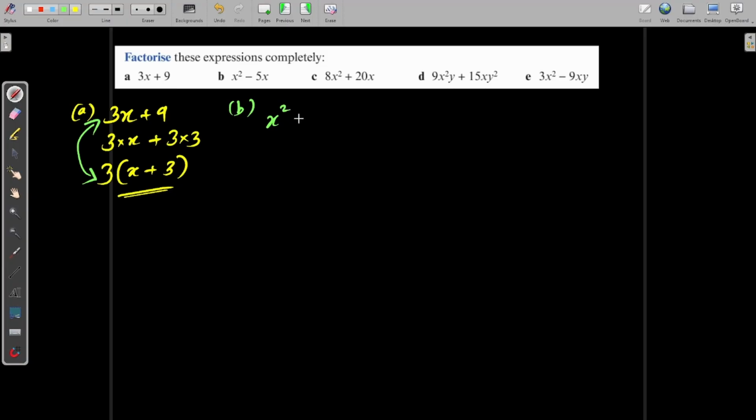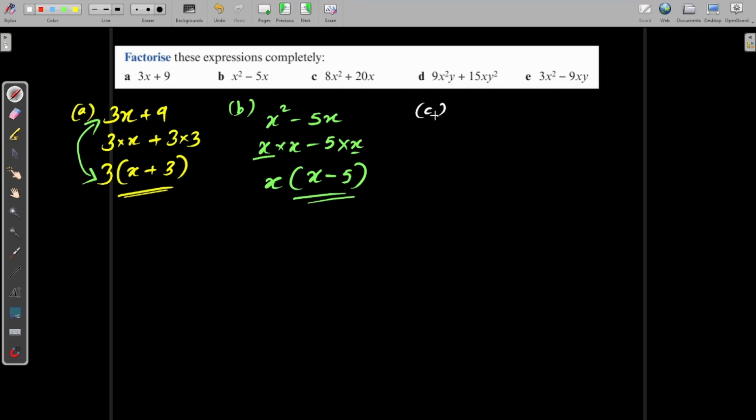X to the power 2 minus 5x. Again, for both terms, I can see x is the common term. For the first few questions, I will always try to write these in expanded notation once more. So x and x are common for both. I'm taking one x out, so I am remaining with x minus 5.